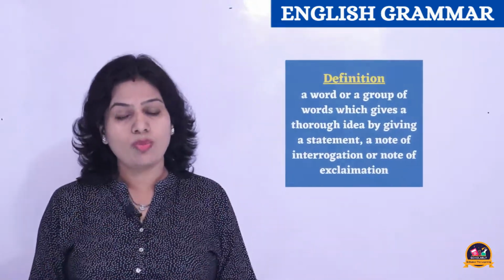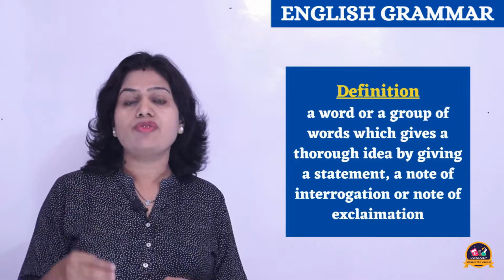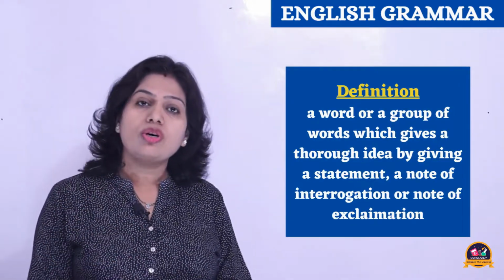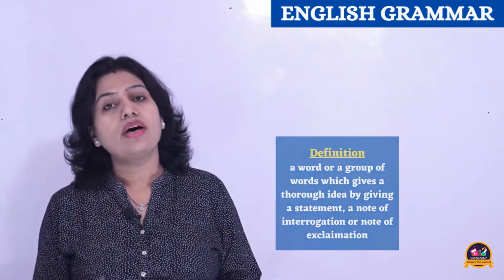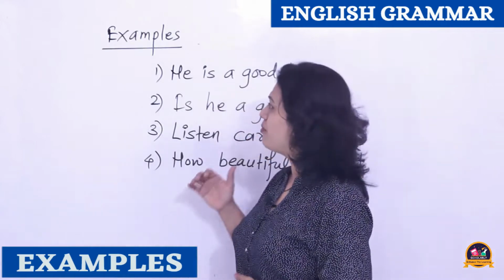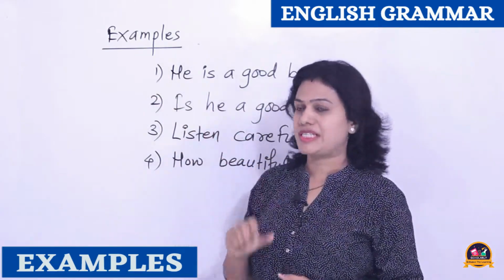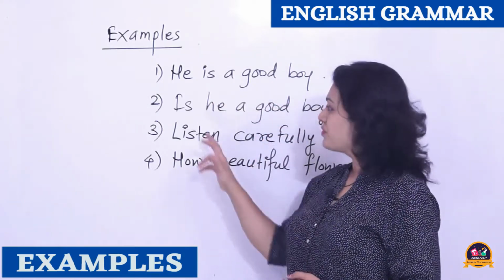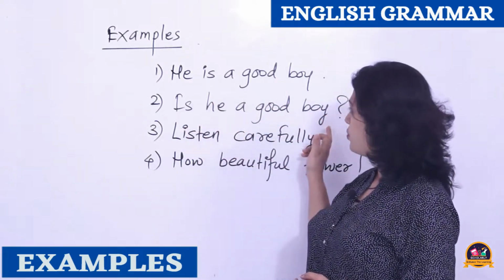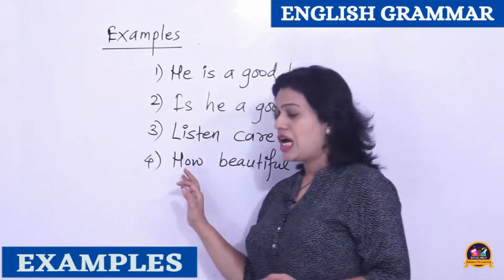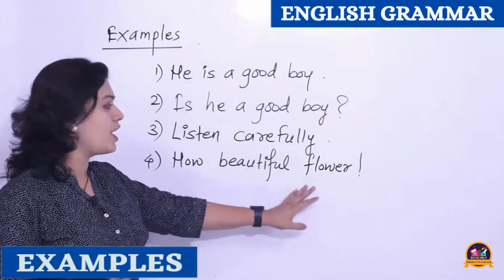A sentence is a word or a group of words which gives a thorough idea by giving a statement, a note of interrogation, or a note of exclamation. So here are some examples of a complete sentence. First one is, he is a good boy. Second, is he a good boy? Third is, listen carefully. And fourth one is, how beautiful a flower.